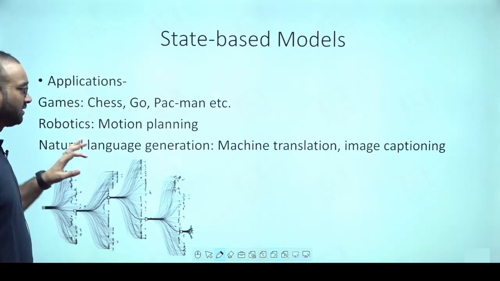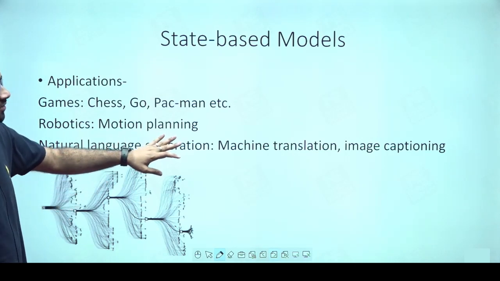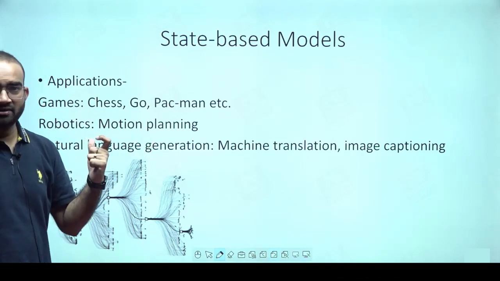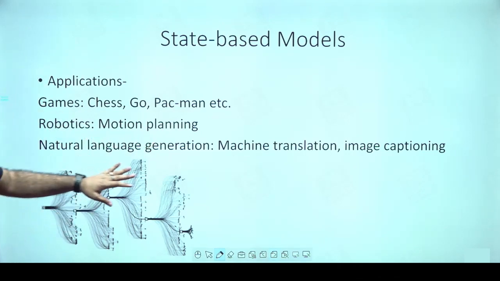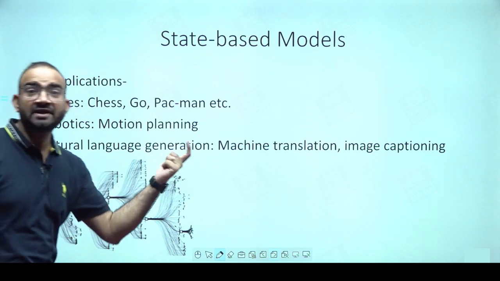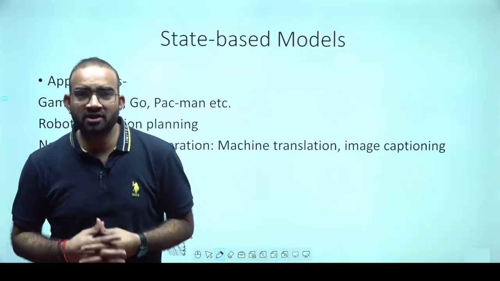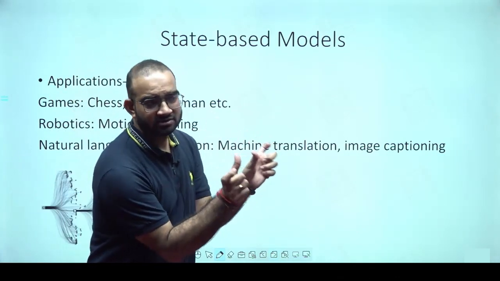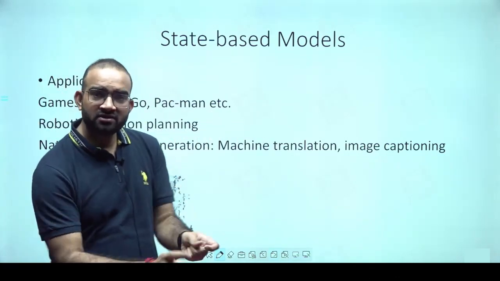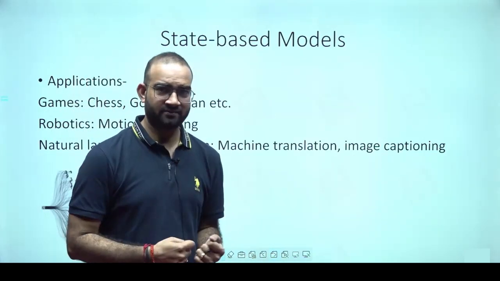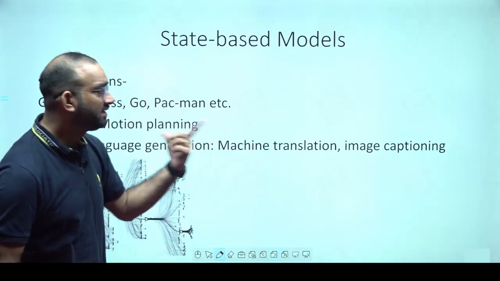So this is motion planning. Okay, that is a state-based model, because here again uncertainty is involved. Now natural language generation, just like machine translation. So for example, you all are using some Google Translator, right? You are writing your sentence in English and you try to convert it into Hindi or Arabic or Urdu, whatever language you are trying. Okay, so that is our machine translation.